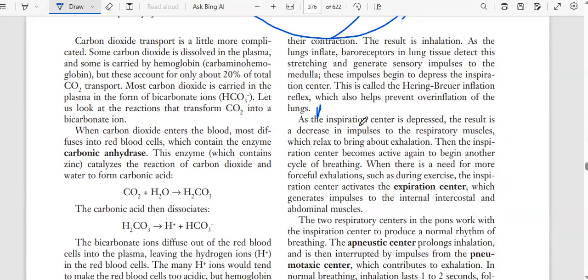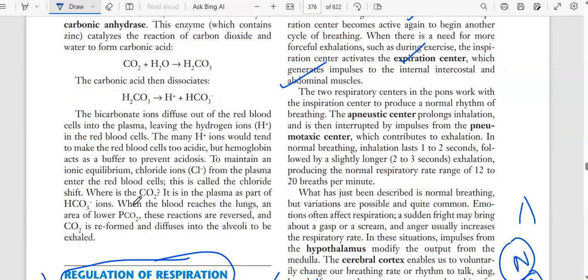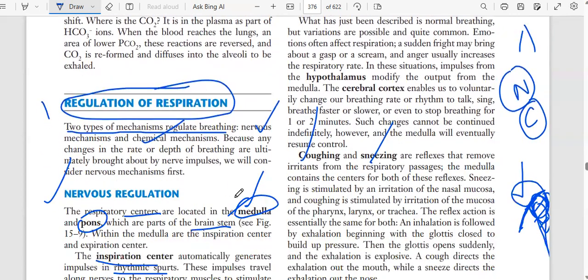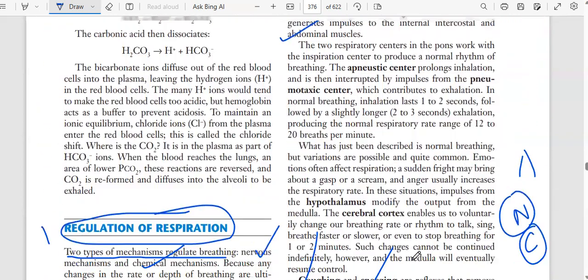Let's continue. As the inspiration center is depressed, the result is a decrease in impulses to the respiratory muscles, which relax to bring about exhalation. Then the inspiration center becomes active again to begin another cycle of breathing. Likewise, the cycle will continue to happen. When there is a need for more forceful exhalation, such as during exercise, the inspiration center activates the expiration center, which generates impulses to the internal intercostal and abdominal muscles. So only the inspiration center is activated first during our relaxation time.